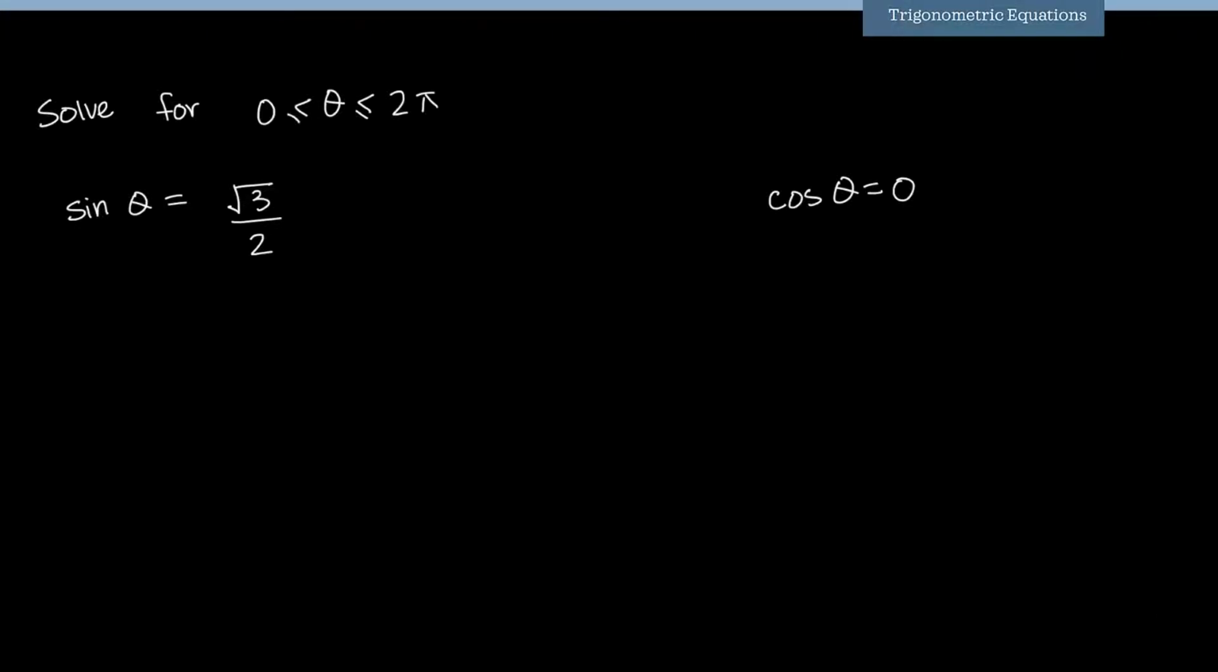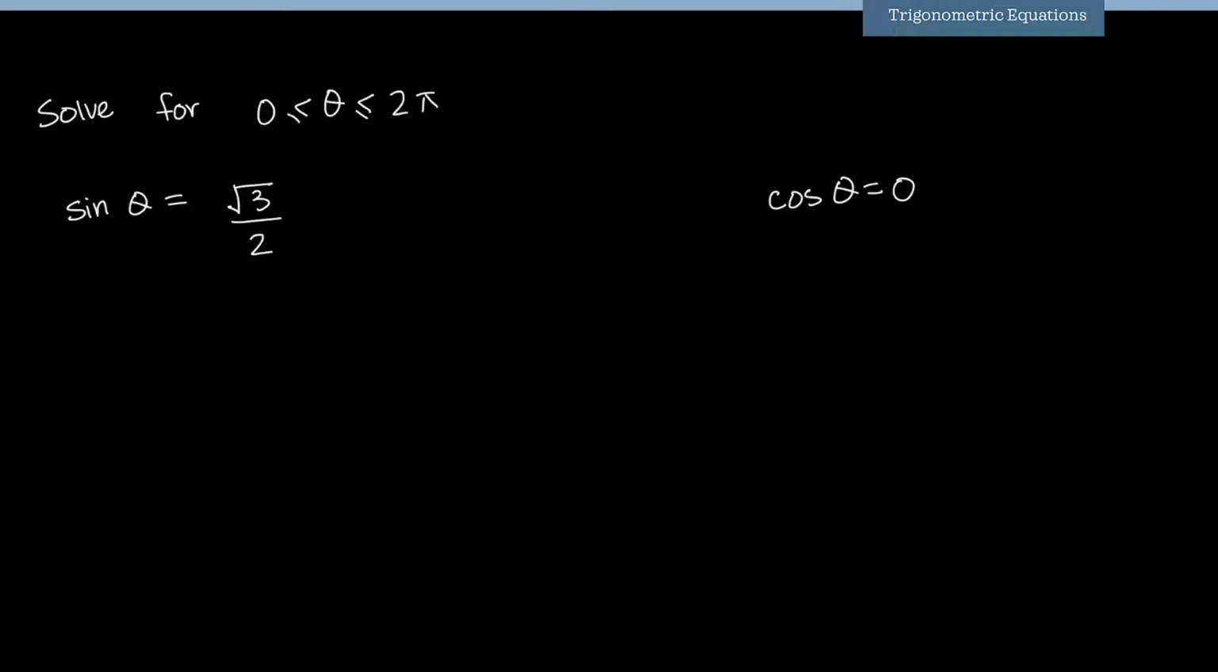In this video, we are going to learn how to solve trigonometric equations if the domain is given in radians. So here I need to find the values of theta for these two questions from 0 radians up to 2 pi radians. In the previous two videos, we learned how to solve equations if the domain was given in degrees, but here the domain is given in radians.